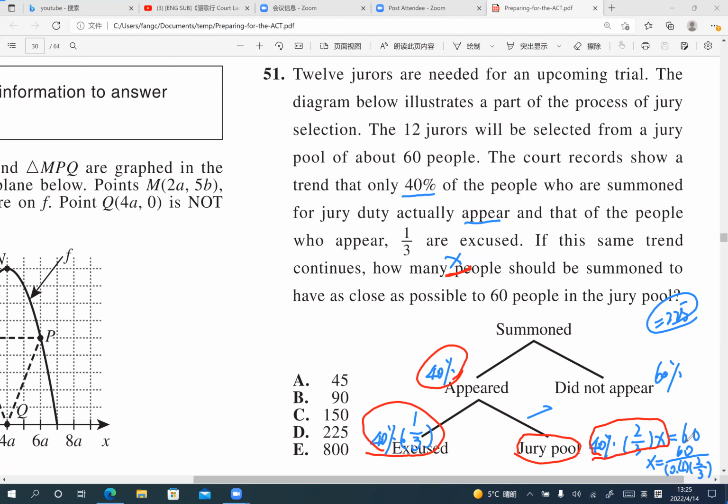And the number is 60. So 40% times 2/3 times x should be equal to 60. So x should be equal to 60 divided by (0.4 times 2/3). After we do the calculation, the value of x equals 225. So we should choose option D.